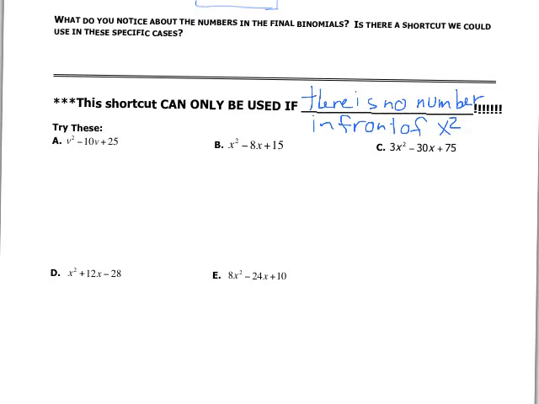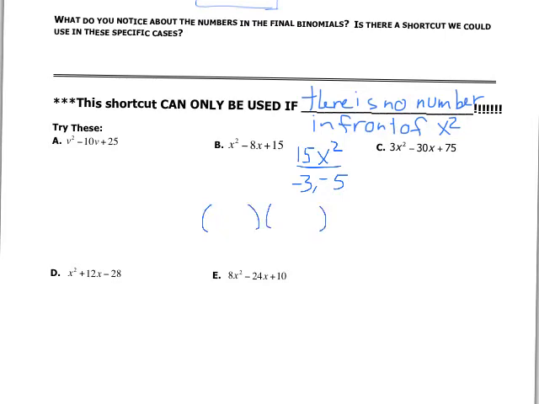Okay, so just to look at one of them together, I'll look at B together with you. Looking at B here, all I'm doing is multiplying AC, so that's 15x squared. And then I want to know what numbers multiply to 15x squared that add to negative 8. So the numbers that multiply to 15 that add to negative 8 would be negative 3 and negative 5. So as soon as I find those factors, since there's no number in front of x squared and I'm using my shortcut, I can go straight into my two sets of parentheses.